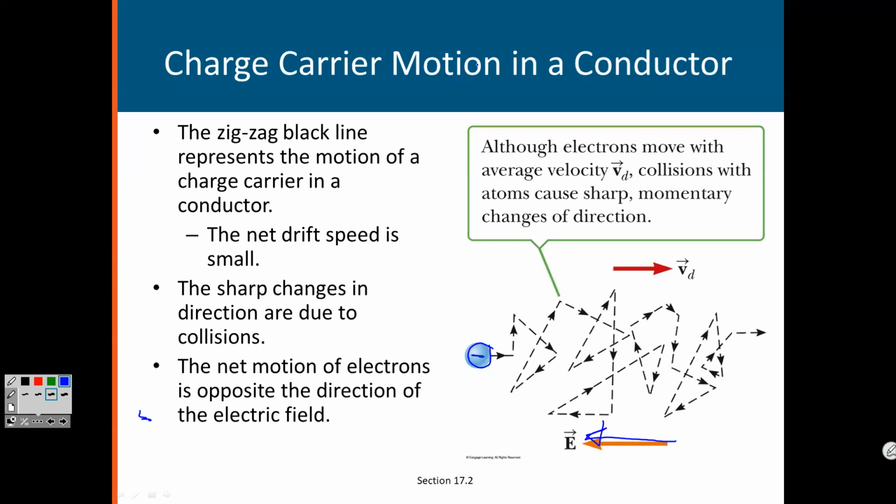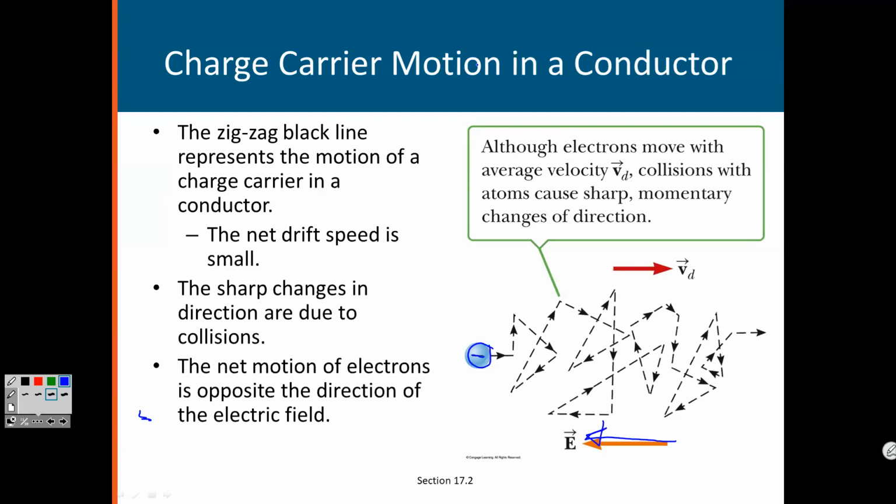If the electric field is not there, the electrons will be moving in all directions randomly. So there is no net motion. If one electron is moving to the right, there will be an equal number of electrons going to the left, and there is equilibrium in the conducting wire, there is no net motion of the charges.